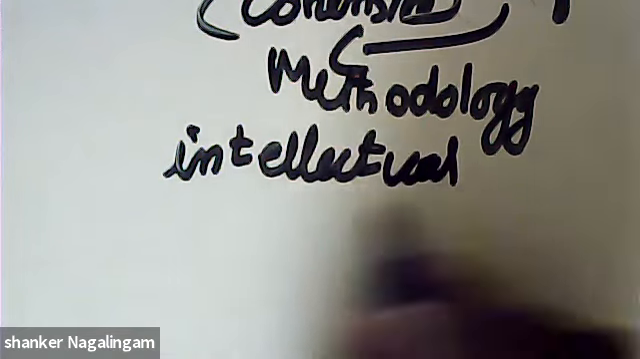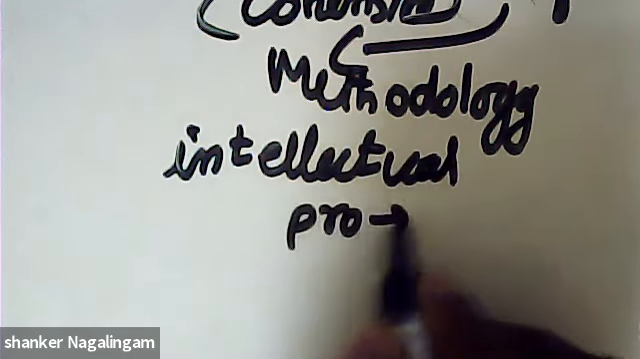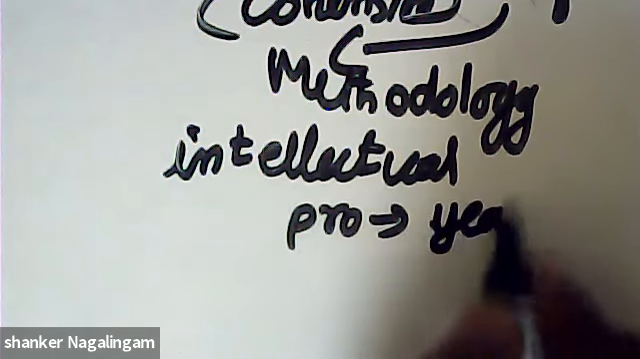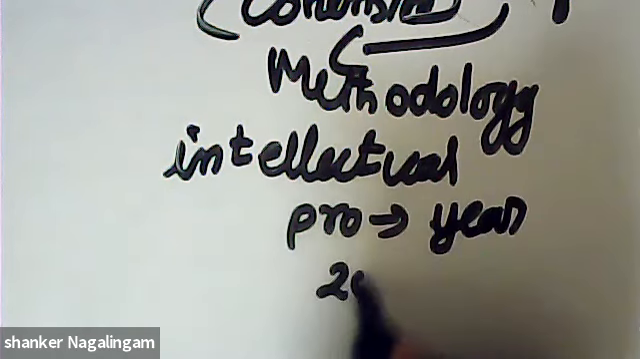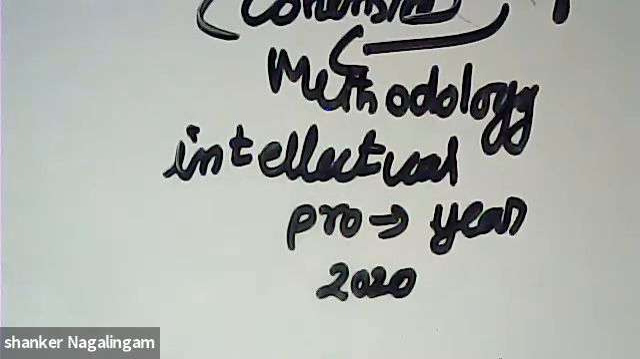When you talk about intellectual progression, you have to show it in years. The later papers should start from the latest year. For example, now it is 2020, so the maximum of papers should be from 2020. It shows that there is an intellectual progression.